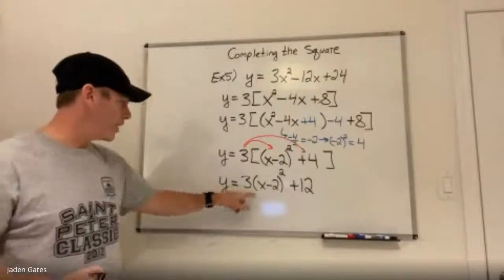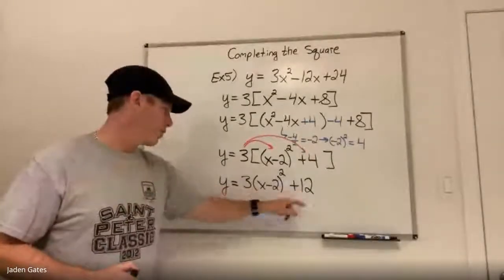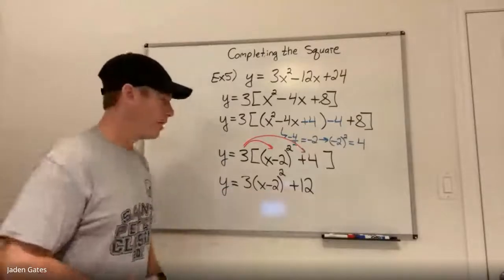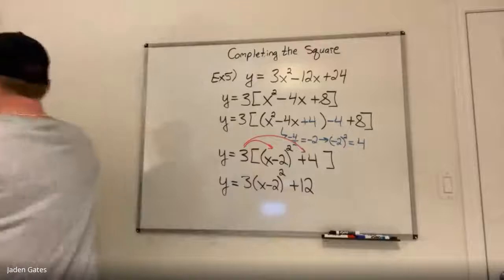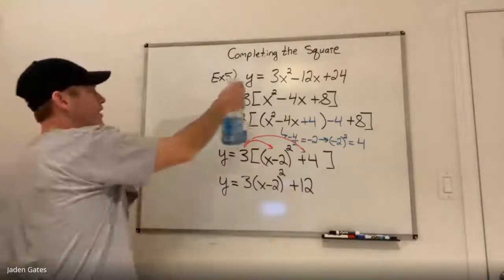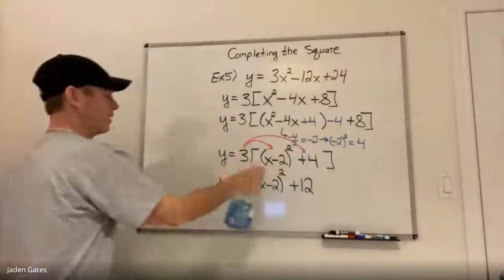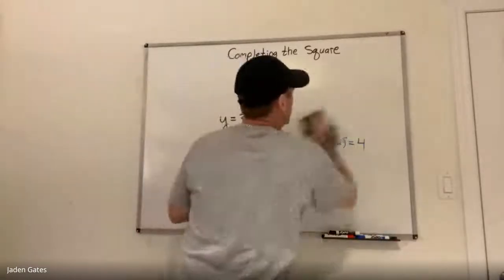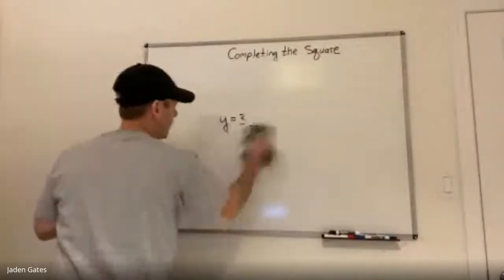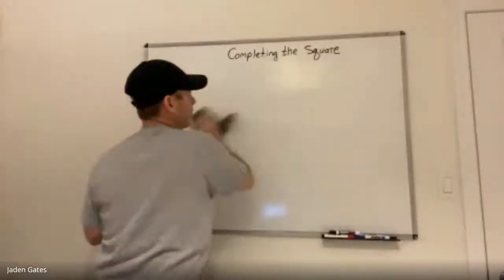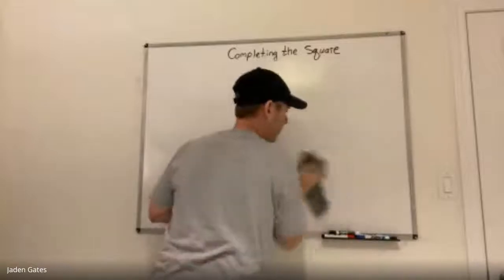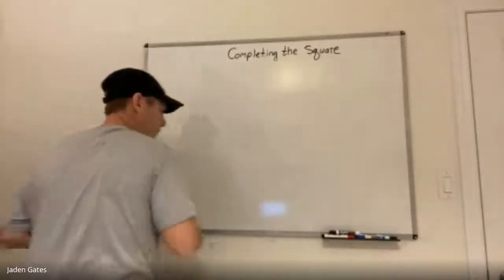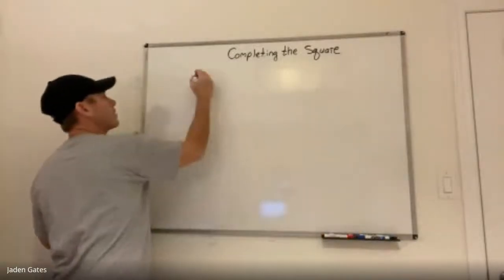And so now it is in vertex form. Y equals 3 times x minus 2 squared plus 12. There's my A, there's my H, and there's my K. All right. So again, 2 extra steps: taking the number out in front of the x squared and then putting it back in. All right, let's try a couple of those. All right, so here we go. Example number 6.